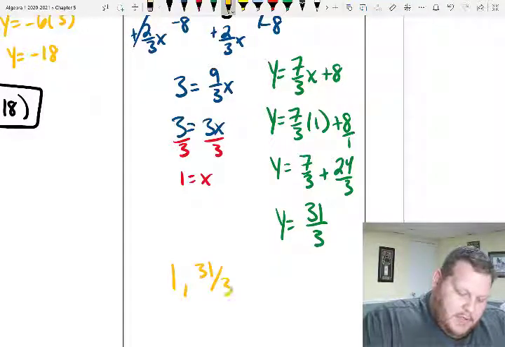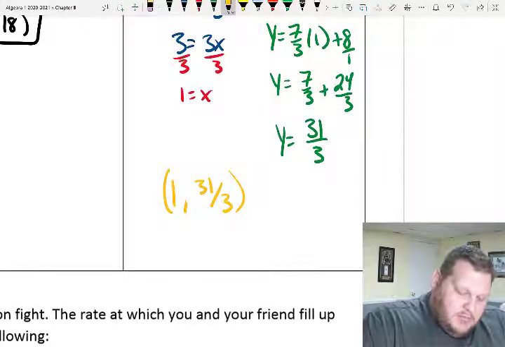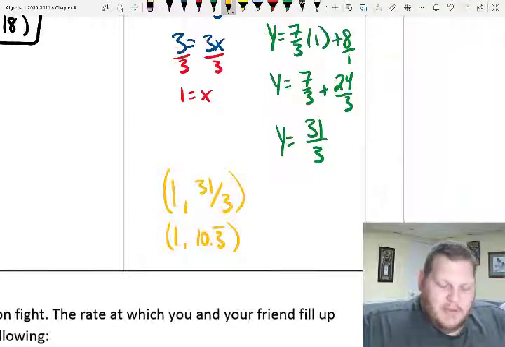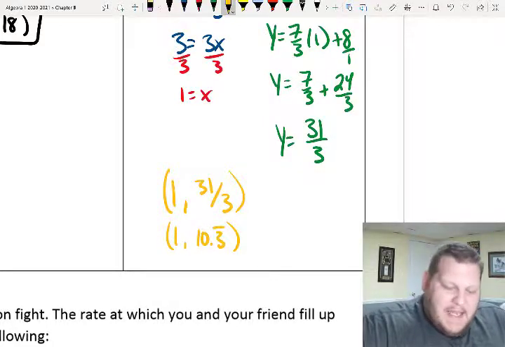So 31 over 3. You want to put it as a nice improper fraction. We can do it as a decimal, 10.3 repeated. It's up to you on how you want to do that one. Super ugly answer, but again, the same process.